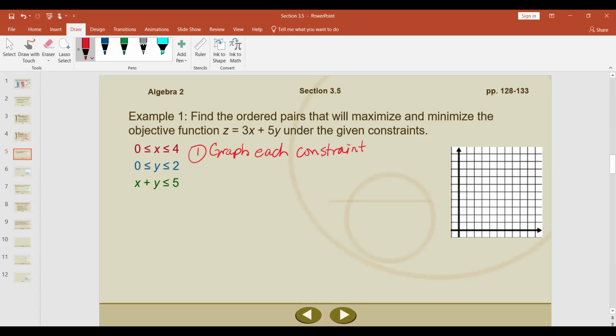Okay, so we have x is greater than or equal to 0, but less than or equal to 4. So this is x equals 0. There's one side of that constraint. The other one is 4. 1, 2, 3, 4. Here we go. All right, there's the first one.